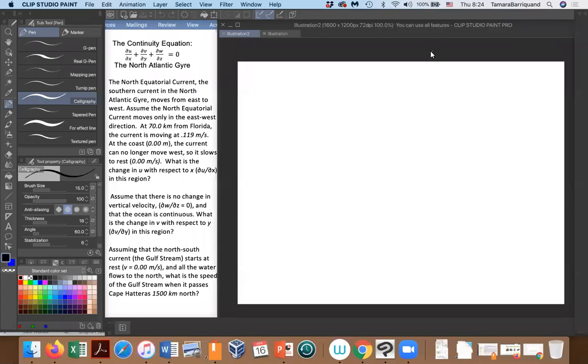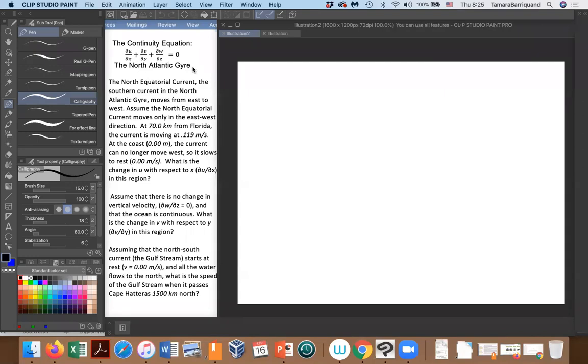Hello, welcome back. All right, we've been talking about the continuity equation. And as I've told you, it's a lot like chewing gum. So here it's written out for you: du/dx plus dv/dy plus dw/dz equals 0. We're going to look at how we can use the continuity equation to understand this example about the North Atlantic Gyre.